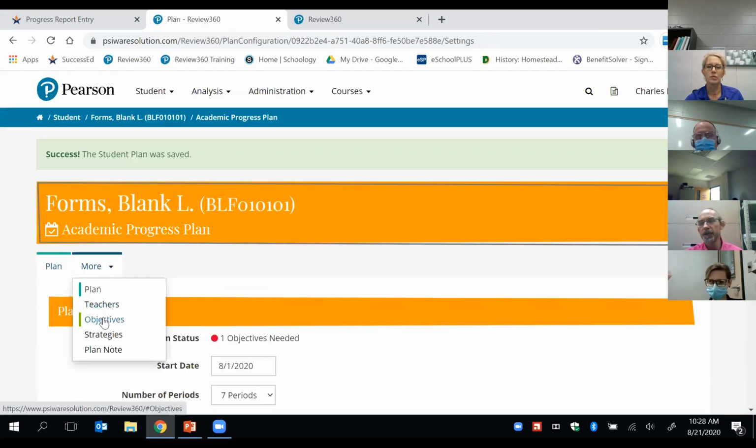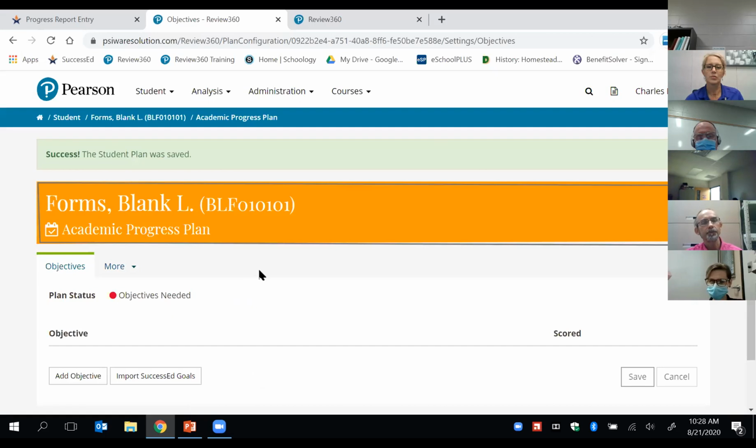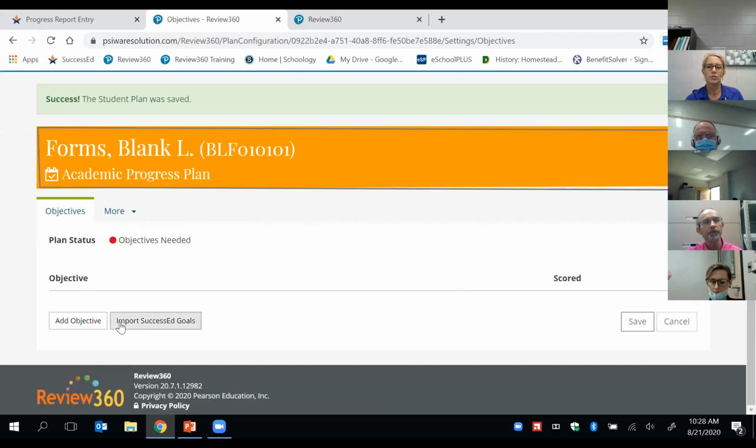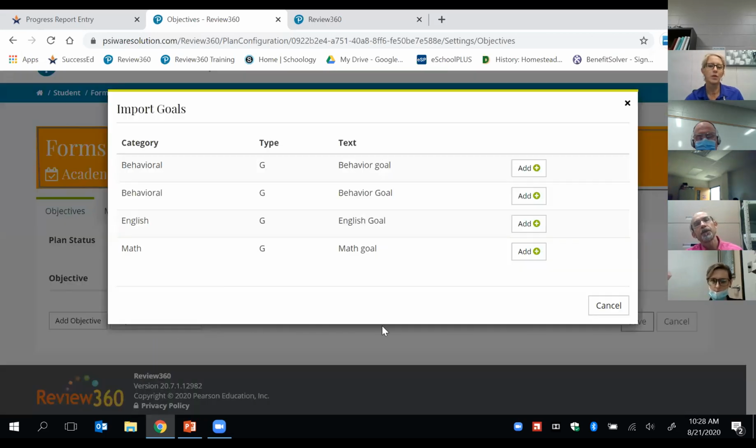Hop over to the Objectives tab, and we're going to, again, import from Success Ed. As you can see, they all appeared again, including the behavior goals. I'm going to go ahead and import one of the behavior goals into Review 360 because, like I said, there might be some instances where the academic plan might be a better place to actually collect the data for a behavior goal.